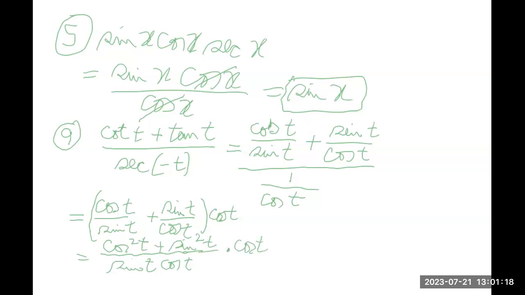Two things here. One, this cosine t will cancel the cosine t in the denominator. And secondly, cosine square t plus sine square t being 1, I can simply write this as 1 over sine t. And sine is the reciprocal of cosecant, so this is just cosecant t. In other words, that expression that we started out with, cotangent t plus tangent t over secant of negative t, is simply equal to cosecant t.